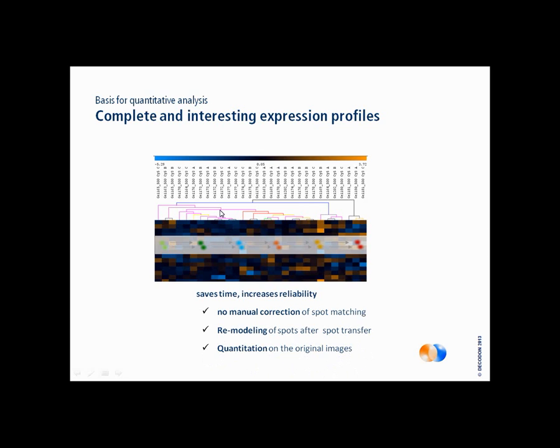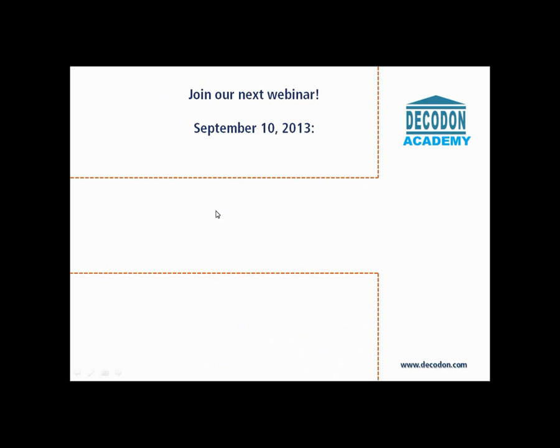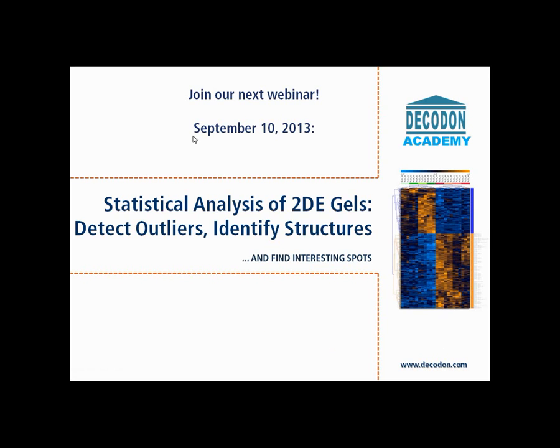The next steps are then part of another webinar. Join our next webinar, which should be held on September 10. It will be about statistical analysis, detect outliers and identify structures in your data, and of course find interesting spots. This is done with a sophisticated statistical toolbox as included in Delta 2D.